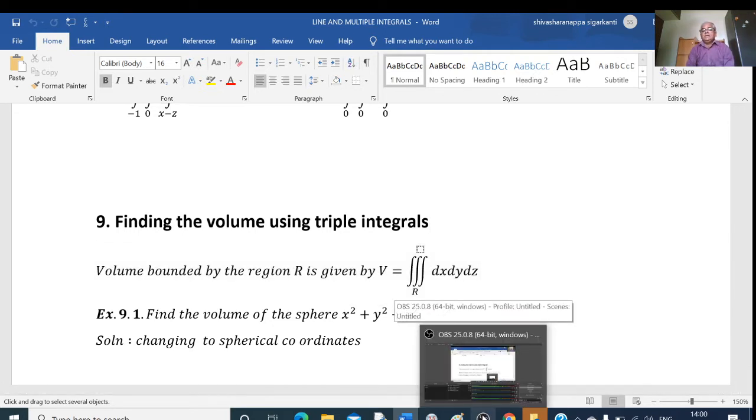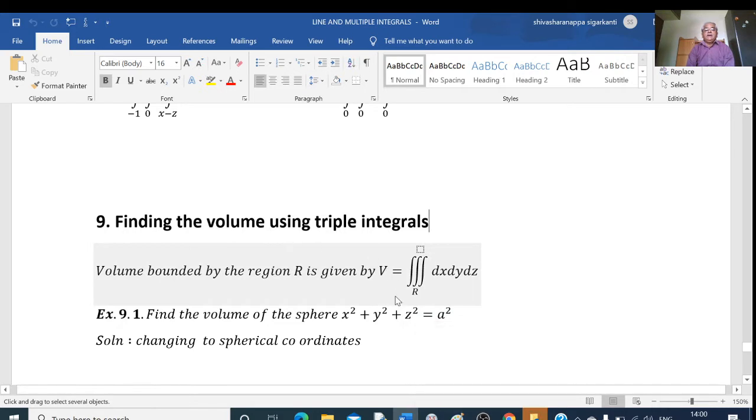Triple integrals. If R is the region bounded by some surface, then the volume is given by the triple integral over that region of dx dy dz. So using this formula, we find the volume.